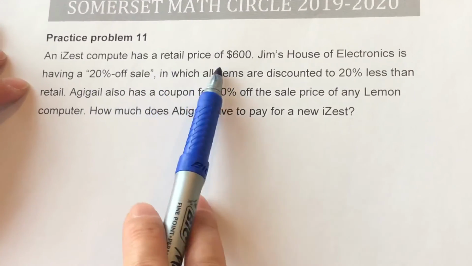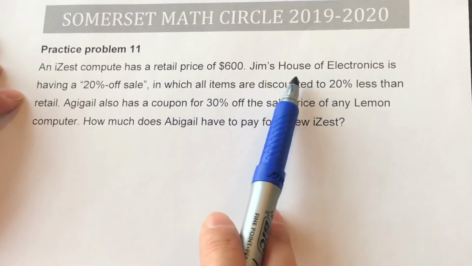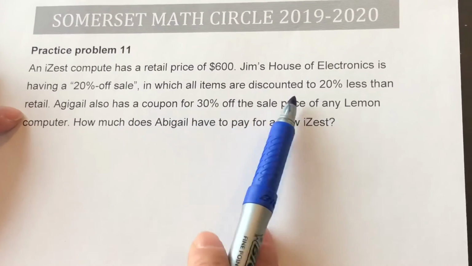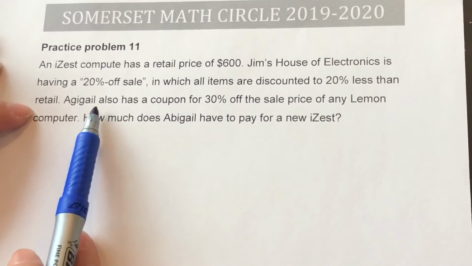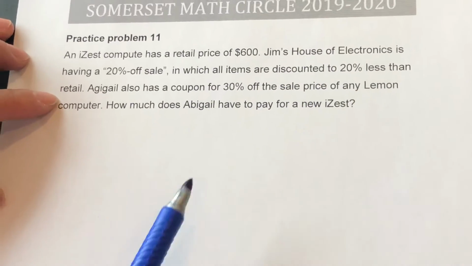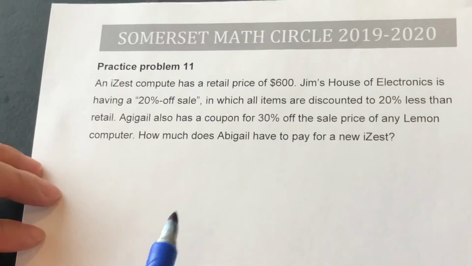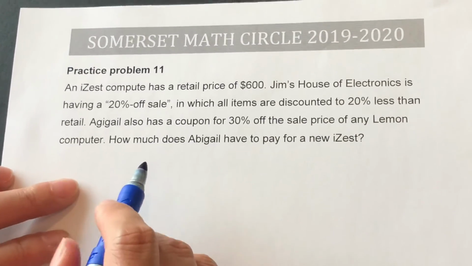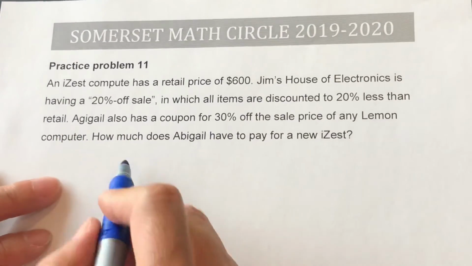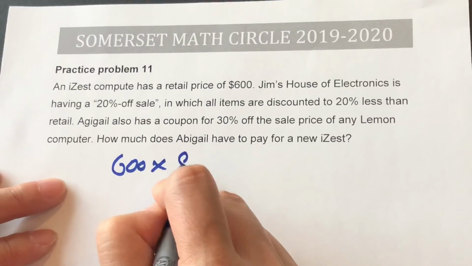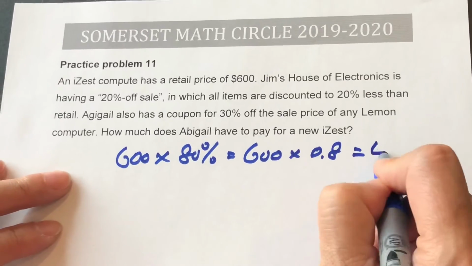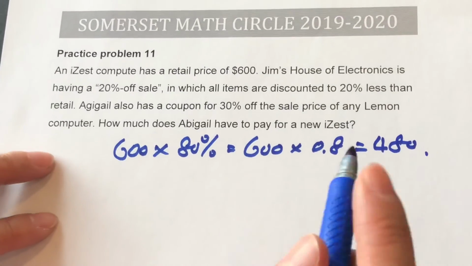This company has a retail price of $600. Jim's House of Electronics is having a 20% off sale, in which all items are discounted by 20%. This person also has 30% off from whatever that's being reduced. How much does she eventually pay for it? Starting from $600, 20% off, that means she pays 80%. So 600 multiply 80%, or 600 multiply 0.8. That's 480. That's the first reduction.